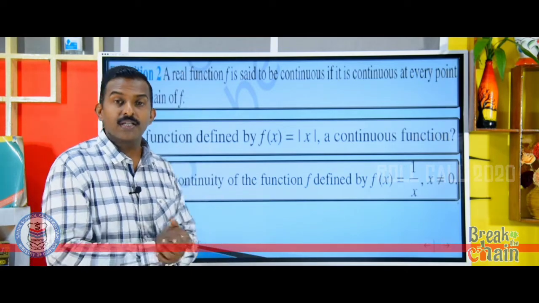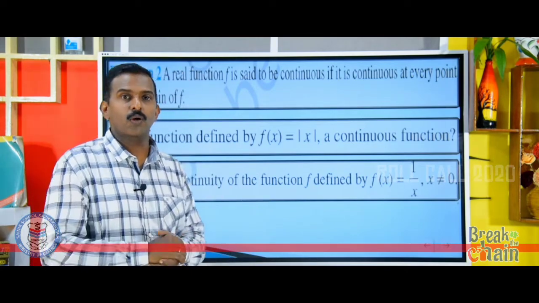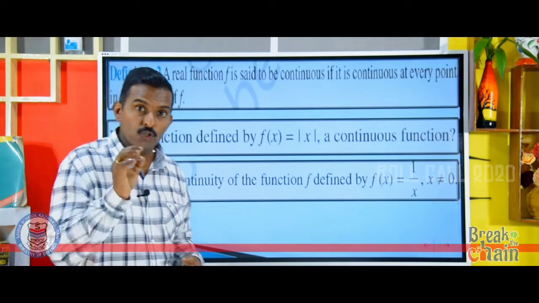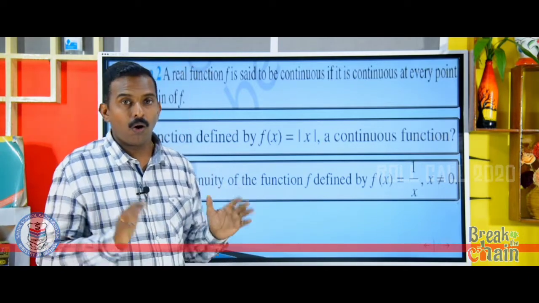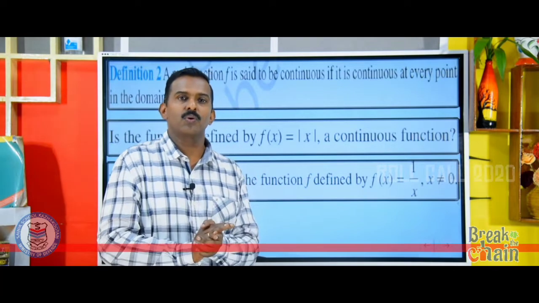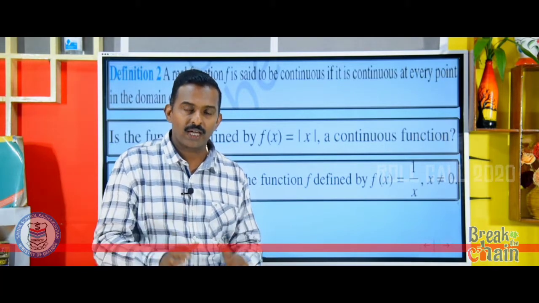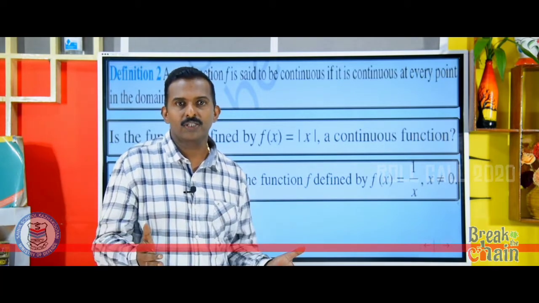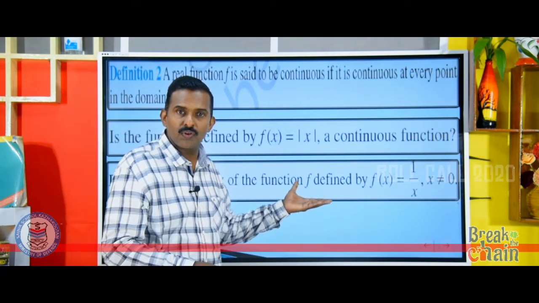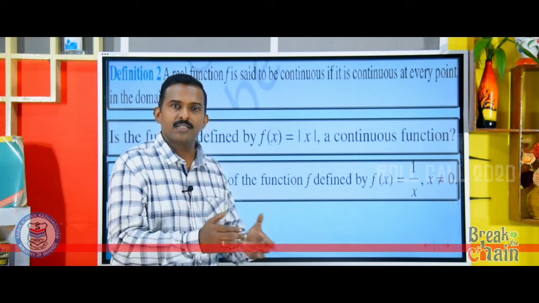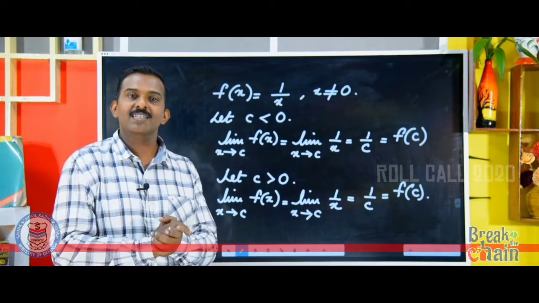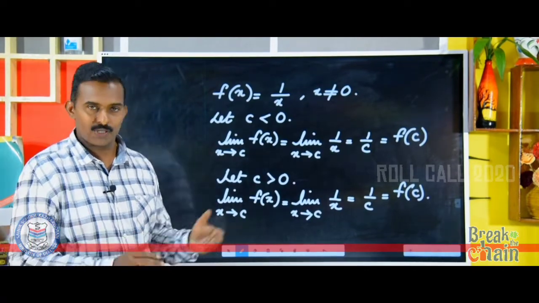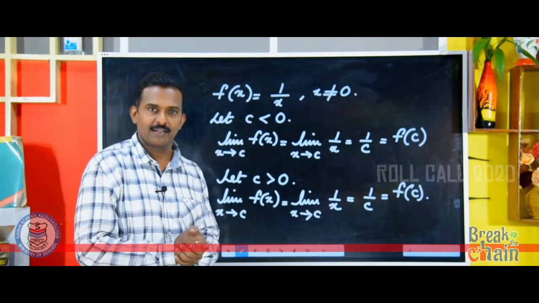Another question, discuss the continuity of f of x equal to 1 by x in its domain. Now, what is the domain of f of x equal to 1 by x? All real numbers except 0. Therefore, 0 you need not check, all other values you need to check. Discuss the continuity of this function. Is it continuous? We will just see. The continuity of f of x equal to 1 by x at x not equal to 0, because x not equal to 0, that is the domain.